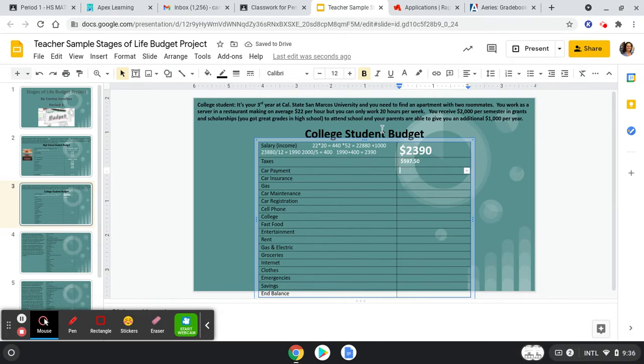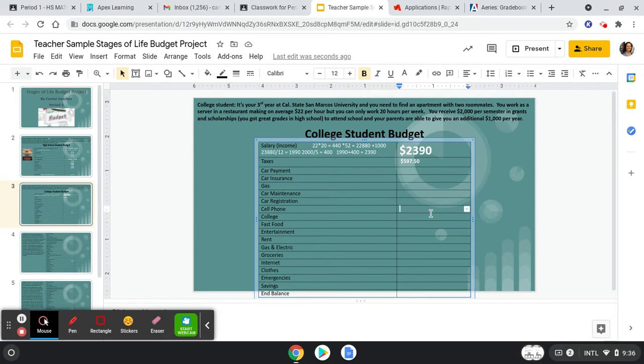Next, it doesn't say in here whether you need a car payment or not. So think about this. If this is your third year at Cal State San Marcos, would you want a car at this point? Especially if you're living off campus with two roommates, you're living in an apartment, you might need transportation to get there. So we're going to come back and see if there's room for that. Your gas money would be only if you have a car payment and car insurance, and same for car maintenance and car registration.